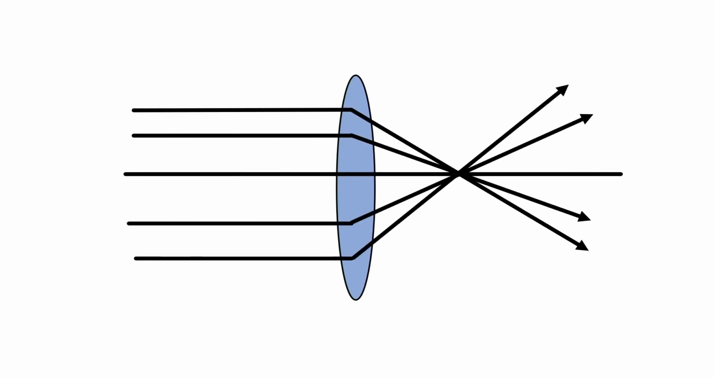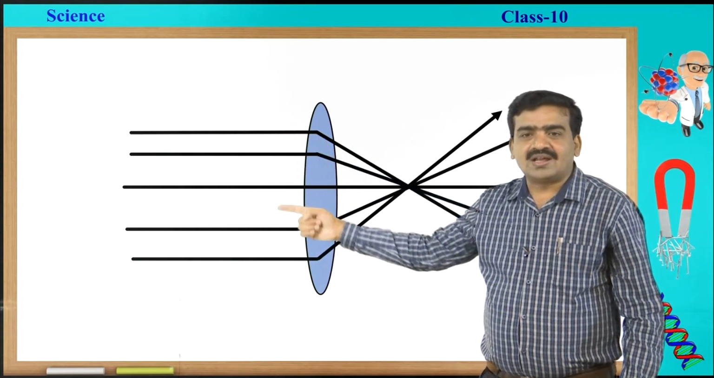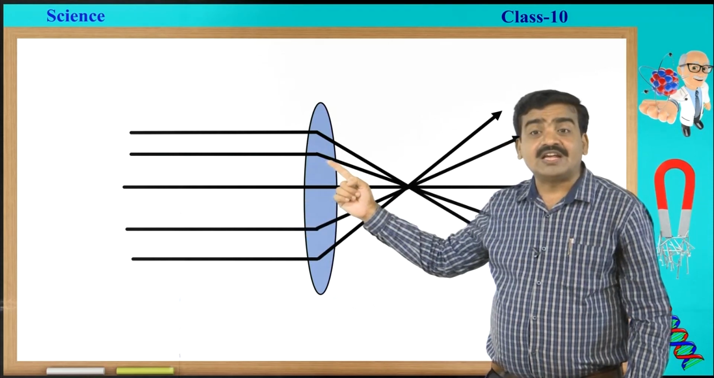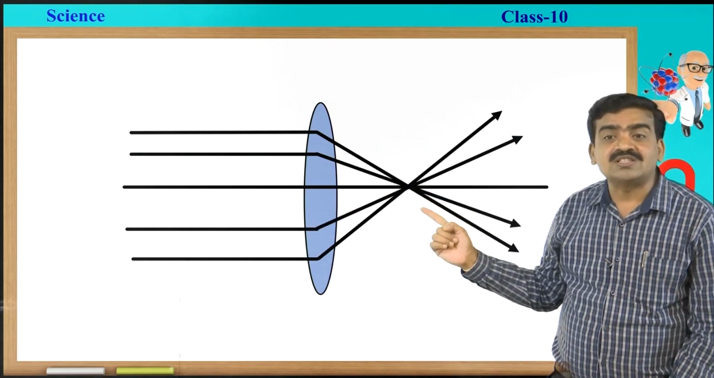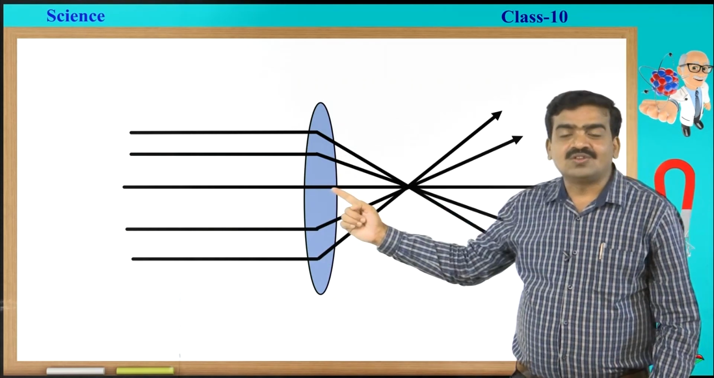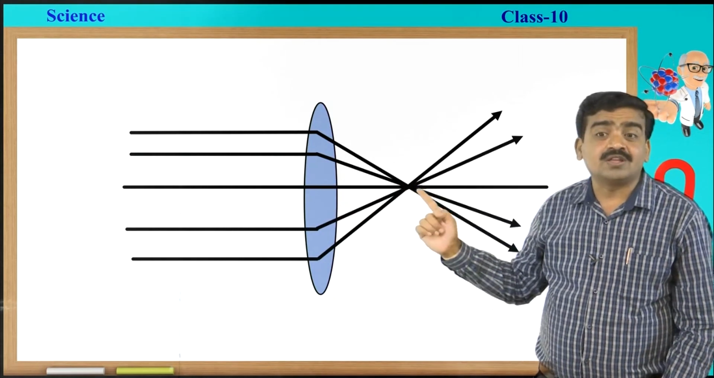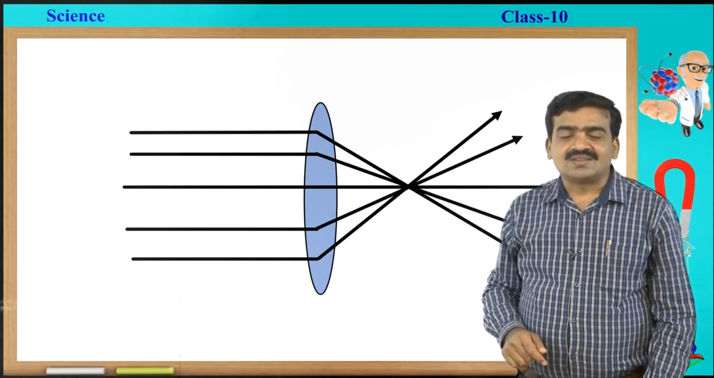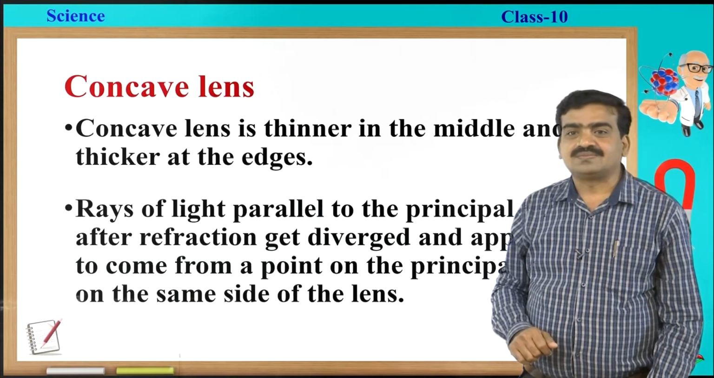And we can draw the ray diagram for the convex lens like this. Here the rays of light parallel to the principal axis, after refraction, are going to meet at a point that is called the principal focus, that is capital F. And you know that the distance between the optic center and the principal focus is the focal length. You have learned the same terms in mirrors also.